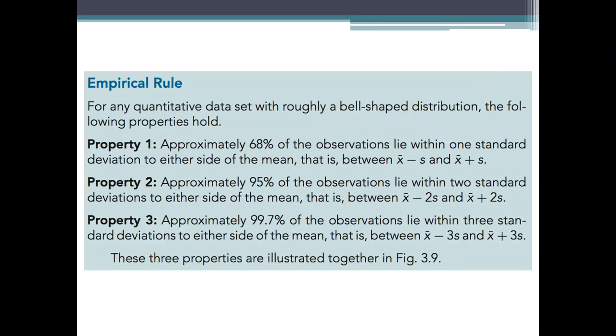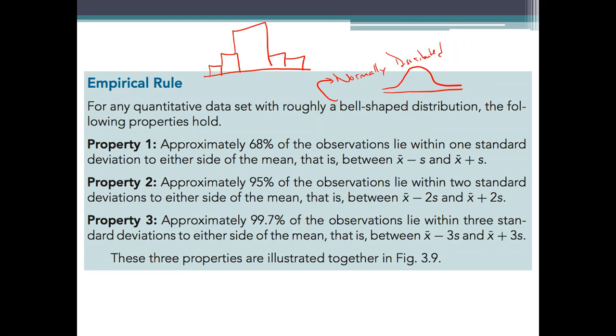And this is really important for any quantitative data set that has a roughly bell-shaped distribution. What a bell-shaped distribution means, as long as the data is normally distributed, is that it follows this bell curve shape, or the histogram of the data looks like this. Just this bell-shaped, uniform, symmetric shape. You have these three properties, and these properties will hold if the data is normally distributed.